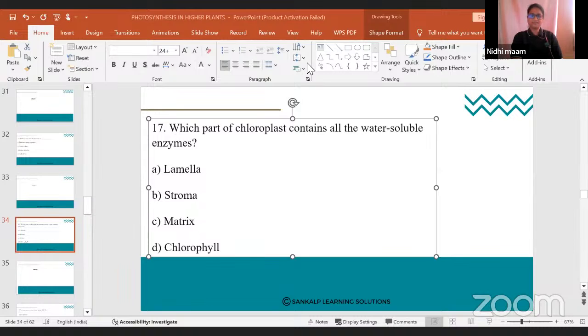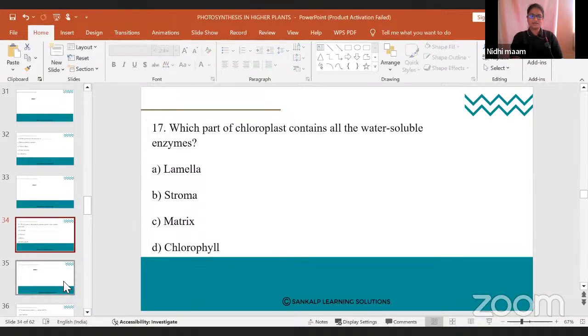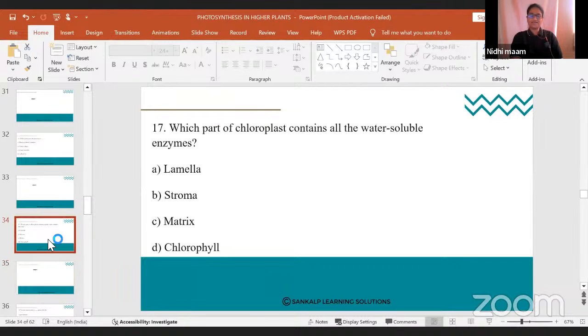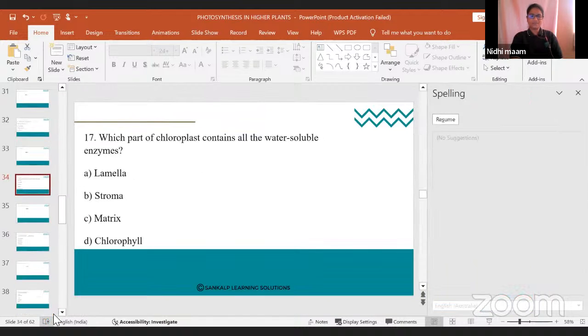Ammu answered it. So the right answer is here option C, that is matrix. In which part of the chloroplast do we find water soluble enzymes? Yes, Jyoti Natekar is active on YouTube. So option C, matrix, is where we find the water soluble enzymes. Next question.